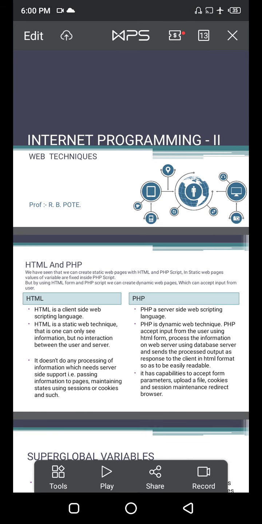So friends, we know that in internet programming we have seen a lot of concepts related to the internet. When the question is about the internet, there is a role of web techniques. To develop web pages, there are a lot of languages. Some of them are static, some of them are dynamic. We can create static web pages with the help of HTML and PHP.